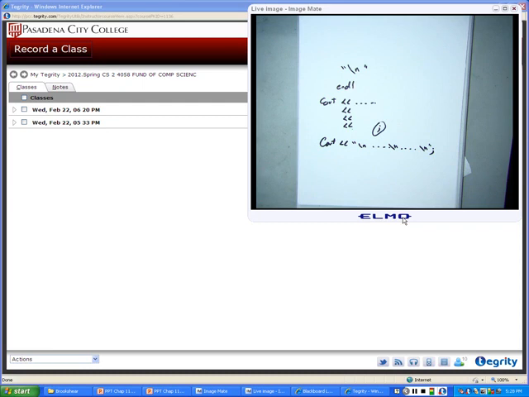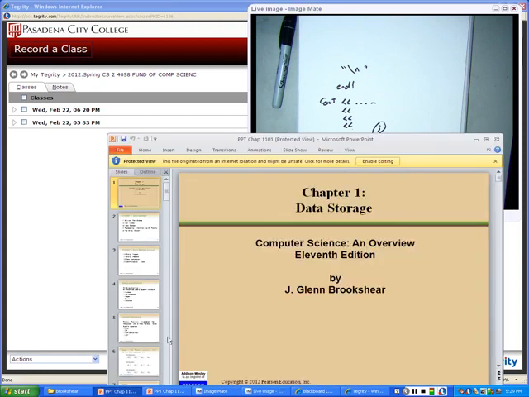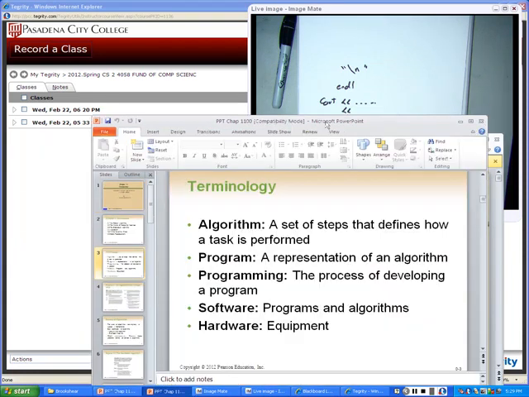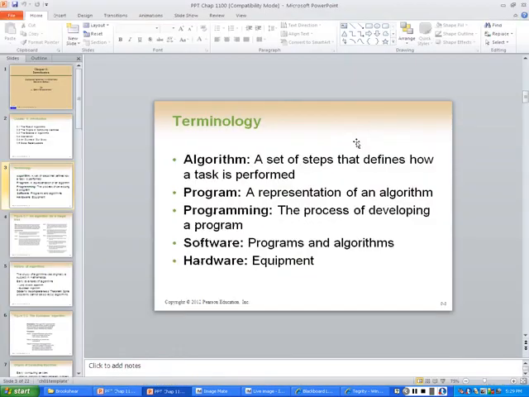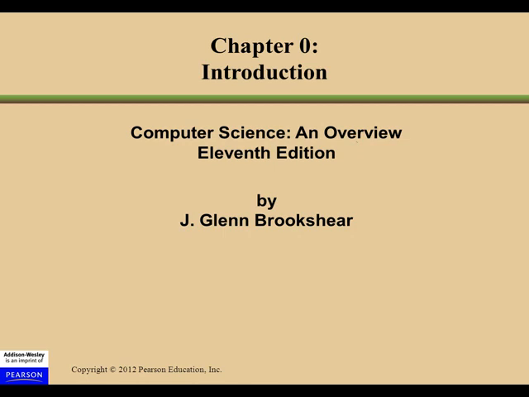Okay, good. Today I'm going to be talking about the computer science book. So for now, what I'm going to do is talk about the computer science book on Mondays, and I'm going to talk about the C++ on Wednesdays till we see what we're going to do.